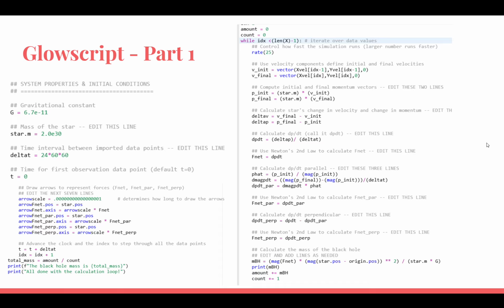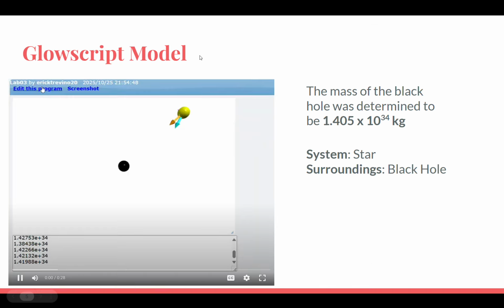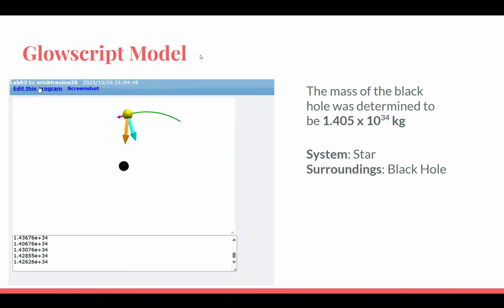And by doing that, I was able to find the mass of the black hole to be 1.405 times 10 to the 34 kilograms. And in my system, the system is a star and the surroundings is a black hole. And as you can see in the video, as the star gets closer to the black hole, the arrow vectors get bigger, but as they go away, they get smaller, because as it gets closer, gravity has a greater effect upon it, a greater force. So it'd be bigger in magnitude.